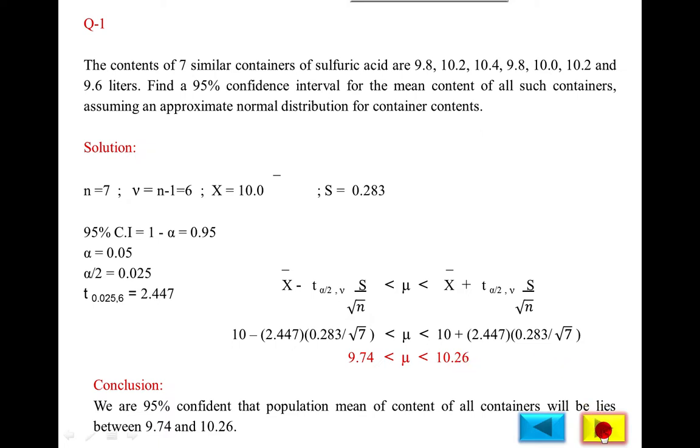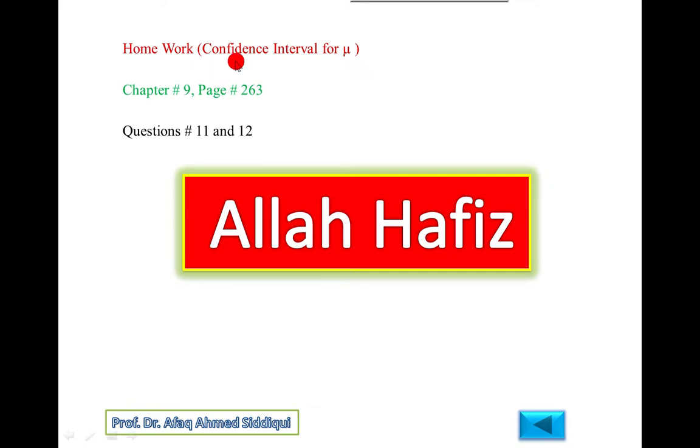Now homework for confidence interval: chapter number 9, page number 263, and question numbers 11 and 12. This is the chapter number, page number and question numbers 11 and 12.